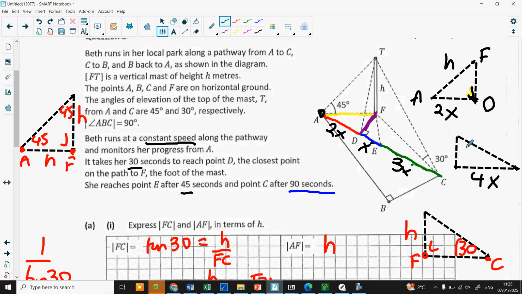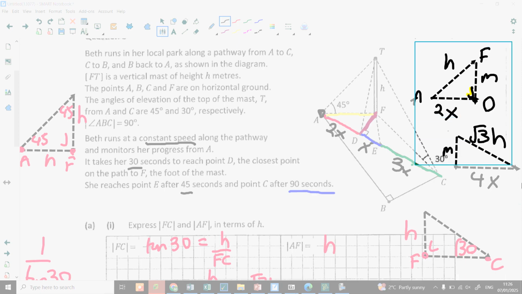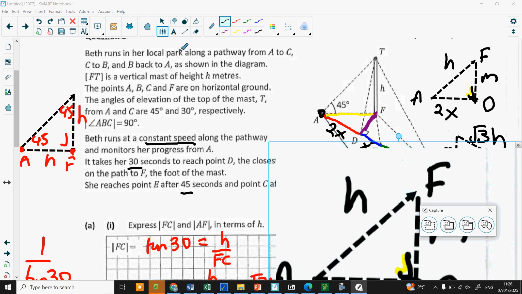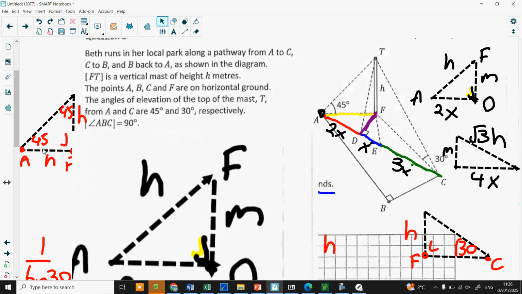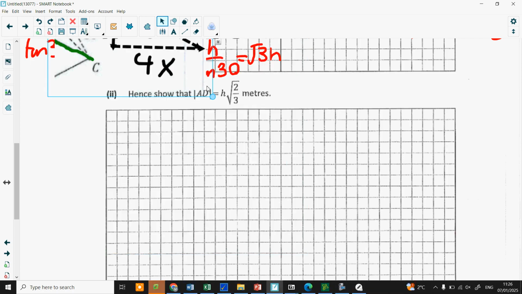We know what F to C is, don't we? What's F to C? Root 3 H. Agreed? And F to D is a common side, isn't it? We'll think of a letter that we're not currently using. Do you want to call it M? Is that okay? They're both M, aren't they? Now, I'm going to take a snapshot of this because I'm going to need these two triangles. And I'm going to drag it down to the actual question now and work with these two triangles.